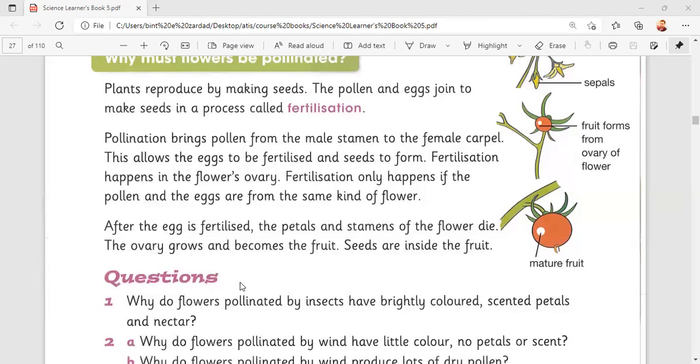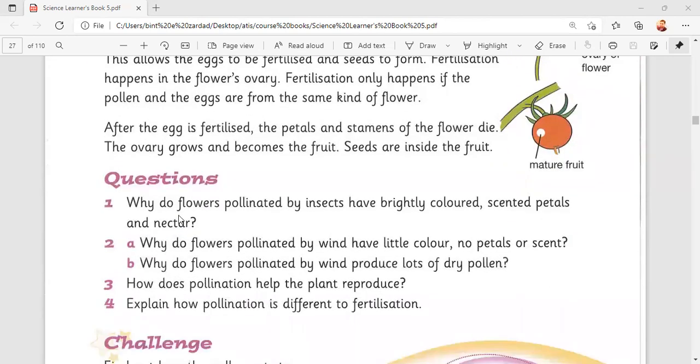Question number one. Why do flowers pollinated by insects have brightly colored, scented petals and nectar? To attract the insects. All these things are for attraction of insects, to attract the insect to come and sit on it.